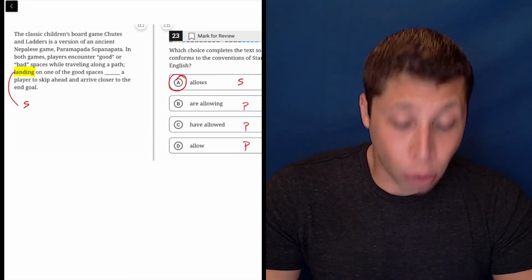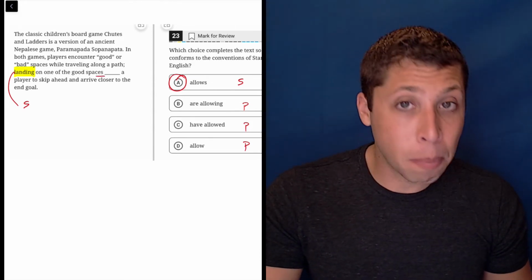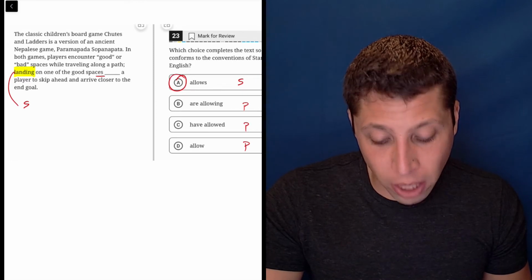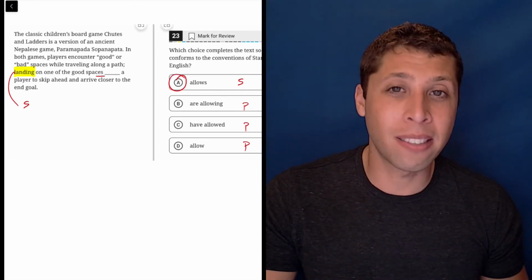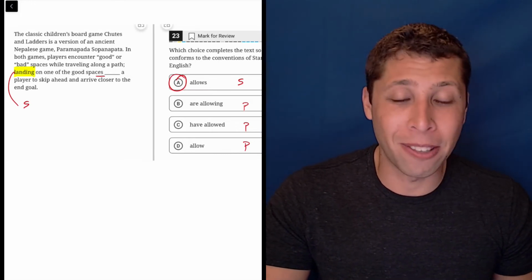We can definitely see the trap, though. They wanted us to think that spaces was somehow the subject because that's plural, and that would have caused some confusion with the other choices. So maybe this is some sort of strategy. I don't know yet. I haven't seen enough questions.